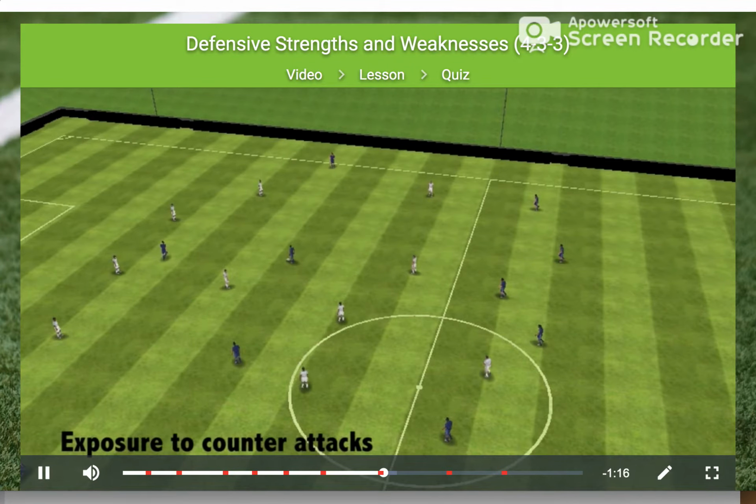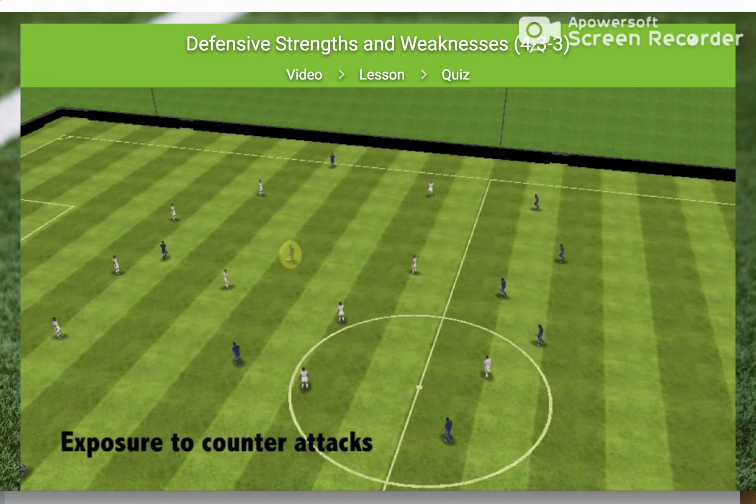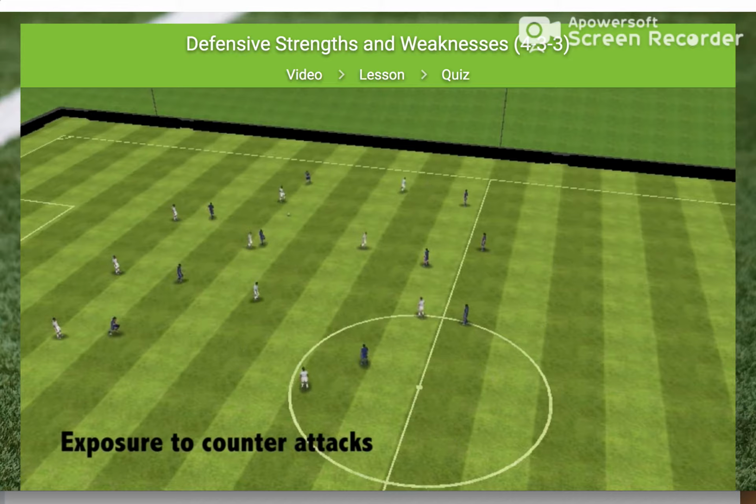Second is the exposure to counterattacks. As the highlighted midfielder drives forward and gives away possession, we can see the gap that is left open, leaving lots of space to counter.